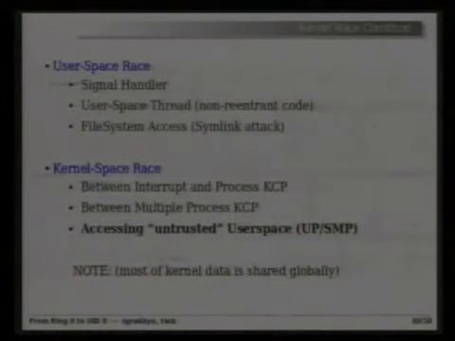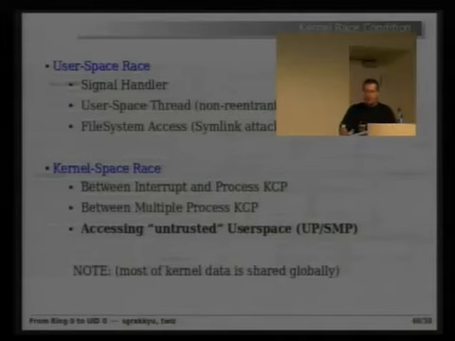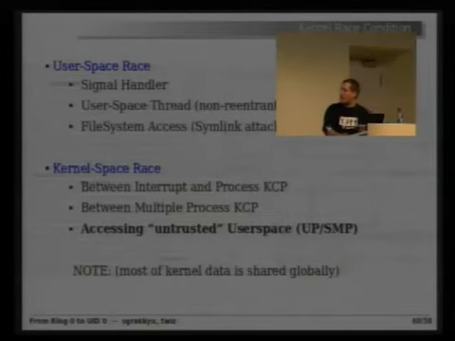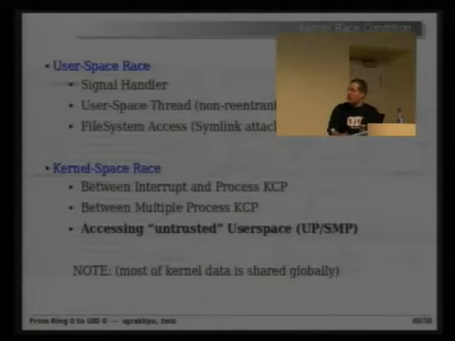We are used to seeing user space race conditions, like in a signal handler or in user space multiple threads, or time-of-check to time-of-use attacks like symlink attack race conditions. In kernel space, things are different because most of the kernel data is shared globally, so virtually any place in the kernel can be vulnerable to a race condition if the code doesn't properly use a locking mechanism.